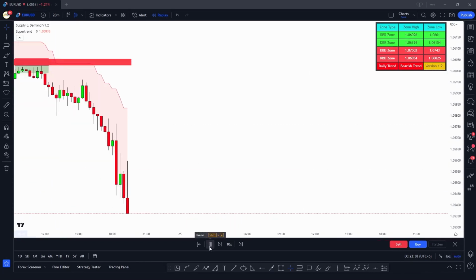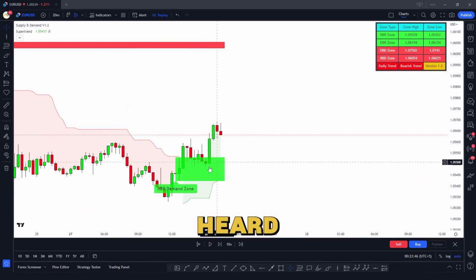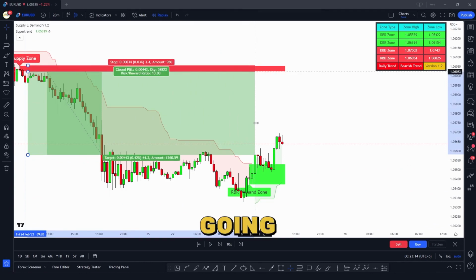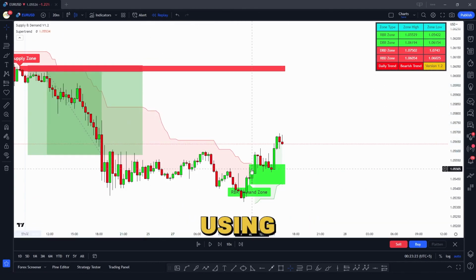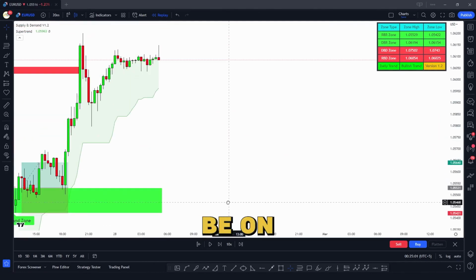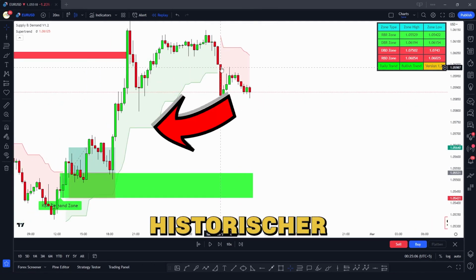Supply and demand moves the market. I'm sure you've heard it a lot, but today I'm going to show it to you practically how, using the supply and demand indicator, you can be on the winning side by picking high risk to reward ratio trades.